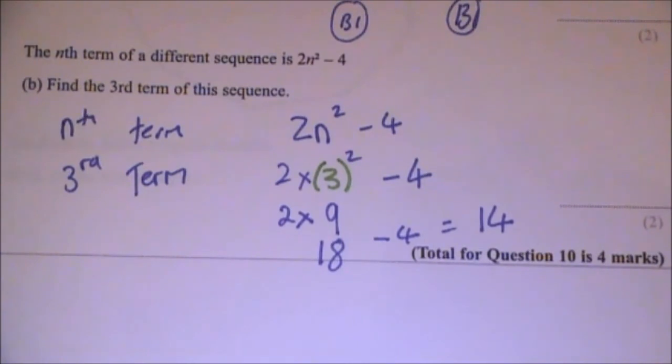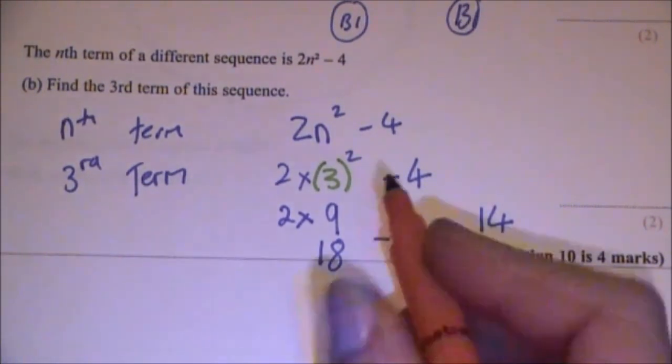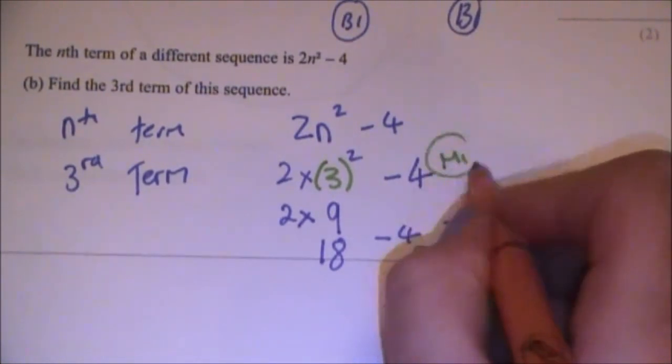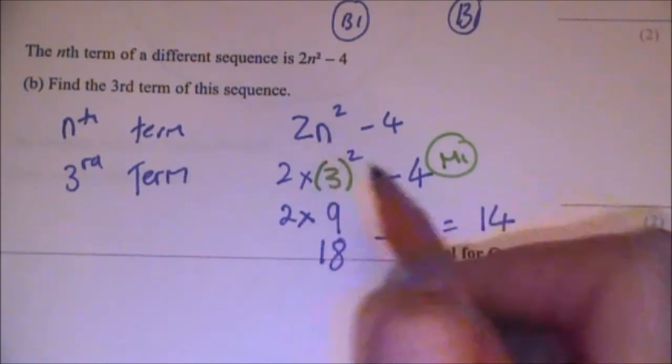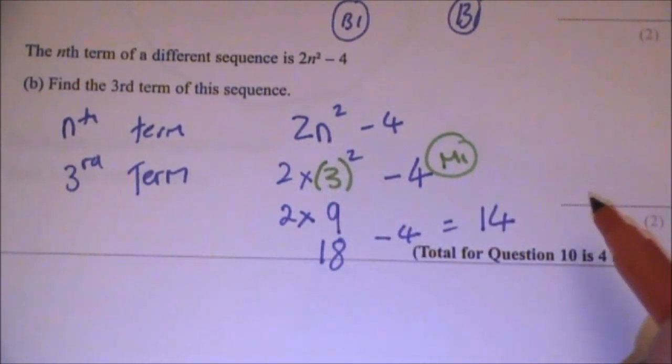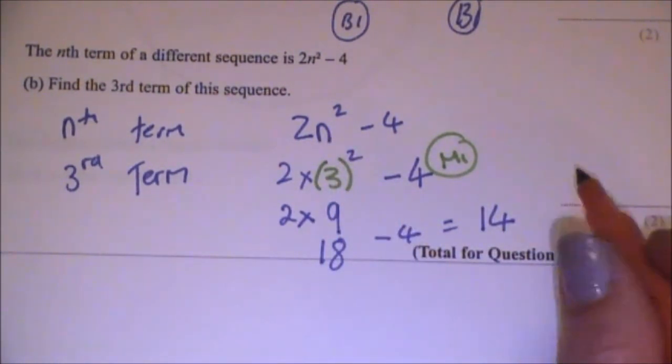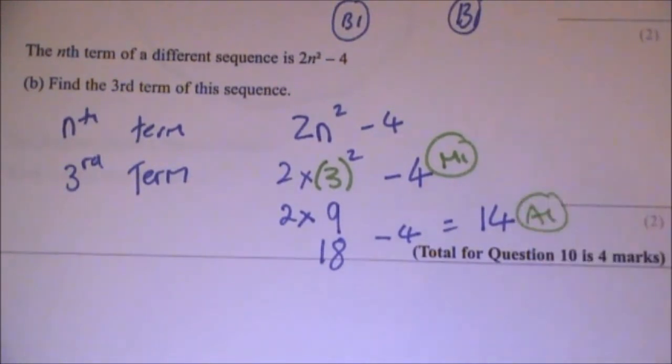With regards to how marks are allocated for that question, you get a method mark for showing that you understand you need to substitute the 3 in instead of n, and then you get the final mark for having the answer of 14.